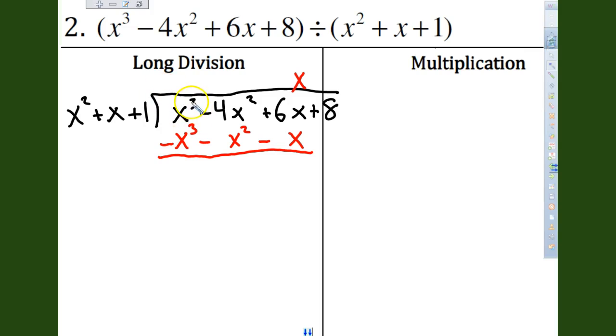Okay. First term cancels, that's good. Simplify the next two, so we'll have a -4 and -1 would be -5 x to the second, variable doesn't change. And 6 minus 1 would be +5. And then lastly, bring down the next term, which is just +8, and repeat the process.